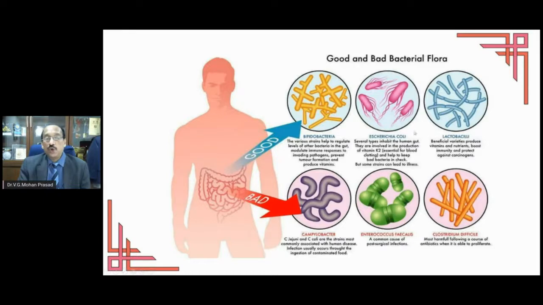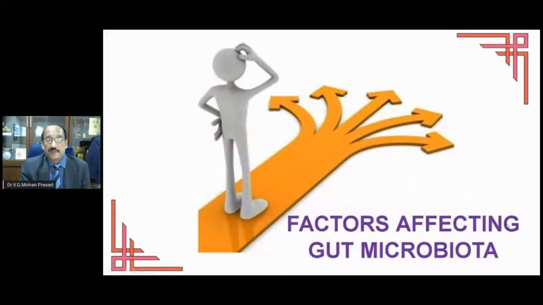Some of the good types are the good subspecies of E. coli and Lactobacillus. And then, of course, the bad ones are Campylobacter, Enterococcus, and Clostridium difficile. These are some examples, but there are many more than that.